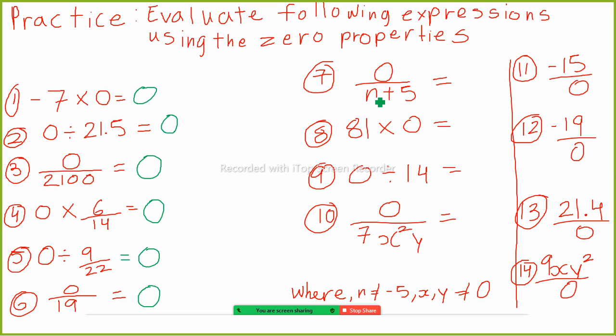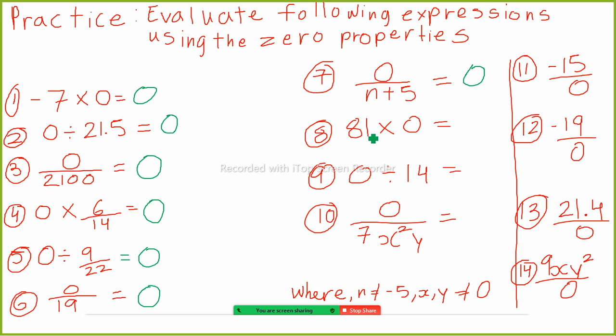If n is negative 5, we add negative 5 to 5. What would that give us? Negative 5 plus 5 is what? 0. So we'd end up having 0 over 0, and that would be undefined. So we make the criteria that n can't be negative 5, so that this could be 0. So 0 divided by that is 0 only when n is not equal to negative 5.